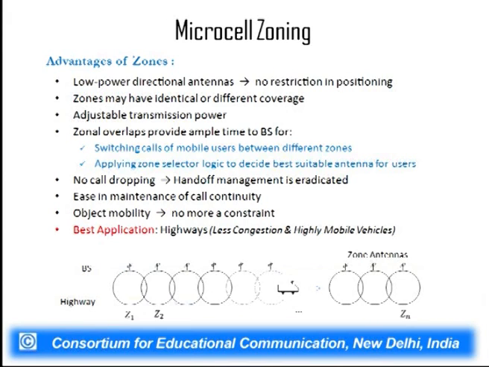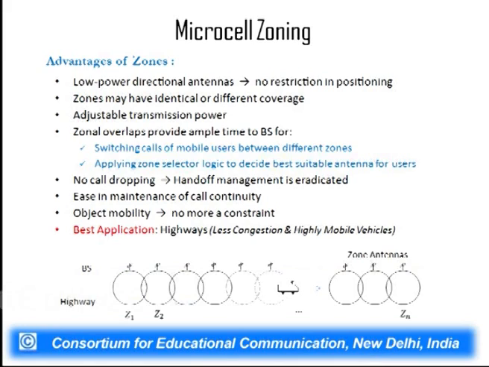There is no constraint on what rate the object should be moving, because mobility is only a concern when there is a chance of handoff. Since here we don't have any handoff issue, the calls can easily switch between the respective zones. So mobility is not at all a concern, which is another advantage.